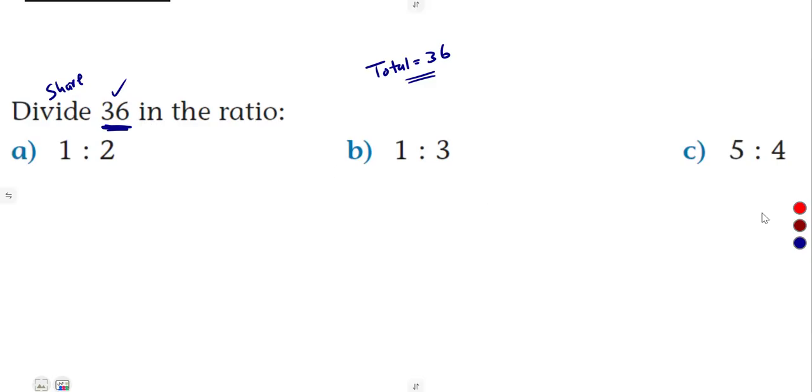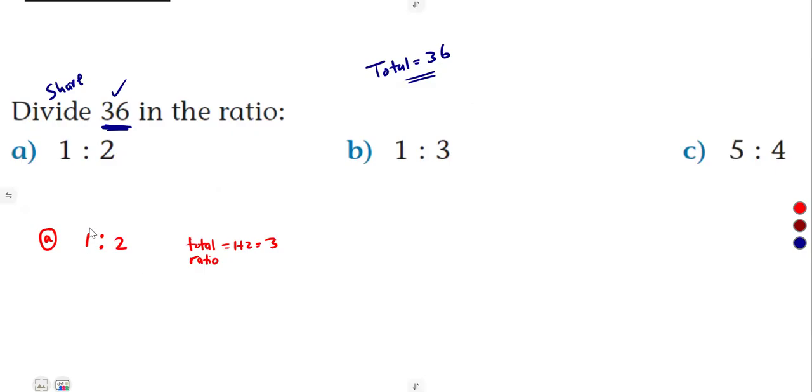Our total is 36, in terms of the given number, whatever that you are sharing. So what about the ratio? All right, let's start with the first one, 1:2. There are two quantities. There are two people that are sharing 36. So what is the total parts in terms of the ratio? Remember, I said always deal with what? Total. So total 1 plus 2, which is 3. So this is the total in terms of the ratio. The total number of parts.